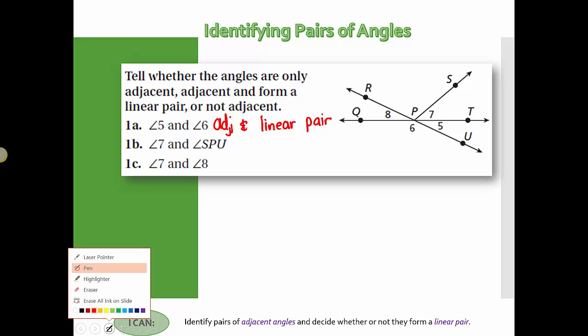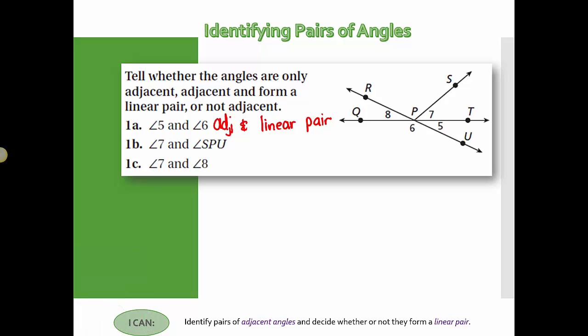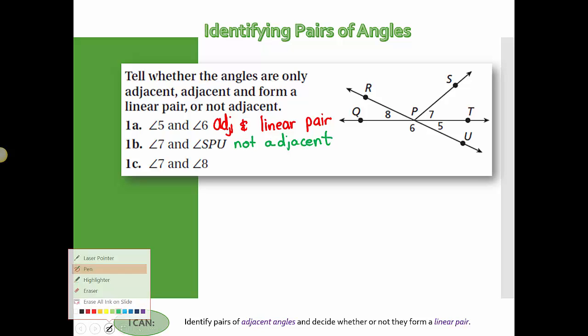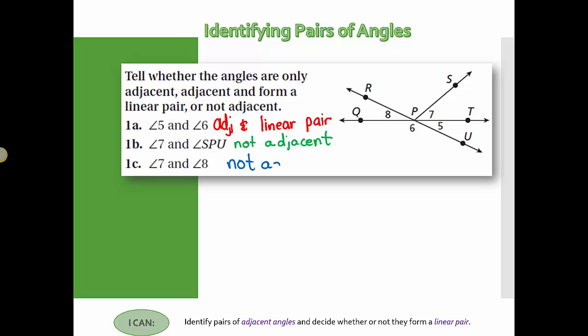Okay, so now I am looking at angle 7 and angle SPU. Angle SPU is this one right here, and angle 7 is right here. They share an interior, so it is not adjacent. And then lastly, we are looking at angle 7 and angle 8. Angle 7 is here. Angle 8 is here. Common vertex, no common side, so they are not adjacent.